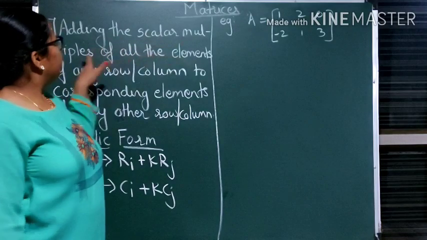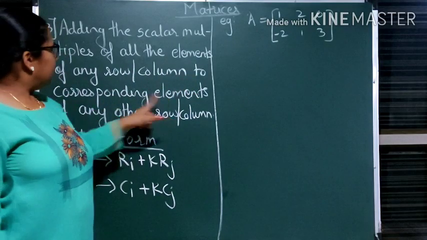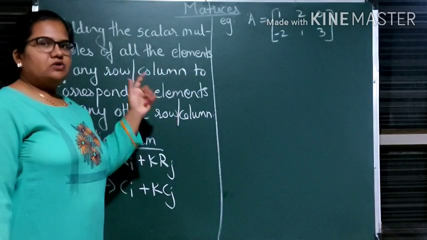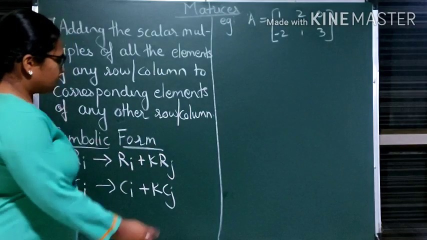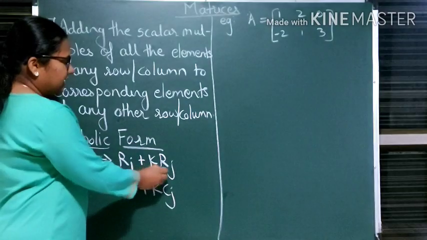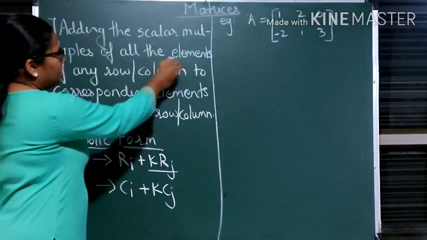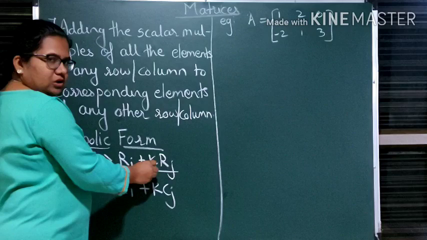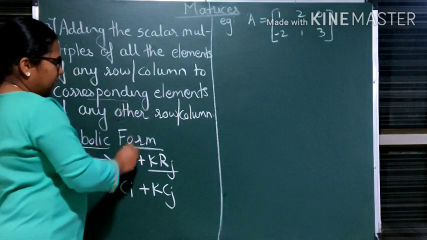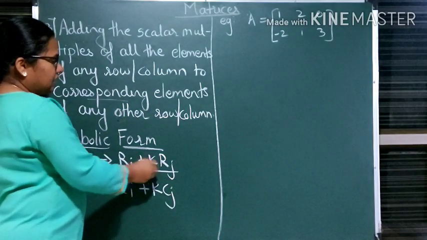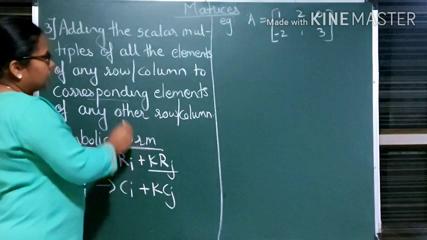Adding the scalar multiples of all the elements of any row or column to the corresponding elements of any other row or column. So you have already seen in the previous elementary transformation the scalar multiplication. Here you can see the symbolic form. This is your scalar multiplication. So jth row all the elements, I am going to multiply by the non-zero scalar k, and whatever value I get, I am going to add to the corresponding element of any other row. So here the corresponding element I am going to add to the ith row element. Okay, so this is called the third elementary transformation.